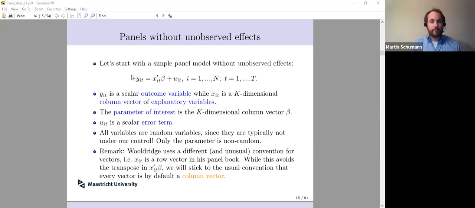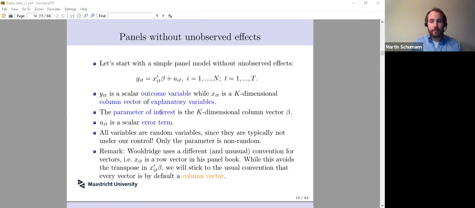So typically we have Y_it, which is a scalar outcome variable observed for period t for individual i. And we have a vector of observed characteristics. So we say that this is a k-dimensional vector. Beta is, of course, also k-dimensional. And beta is what we try to estimate. u_it is simply the model error for individual i in period t. u_it, by the way, is also scalar. So this is just an element of R.